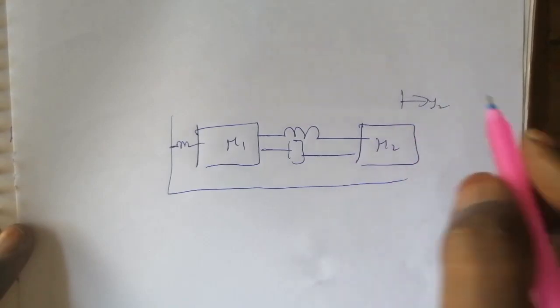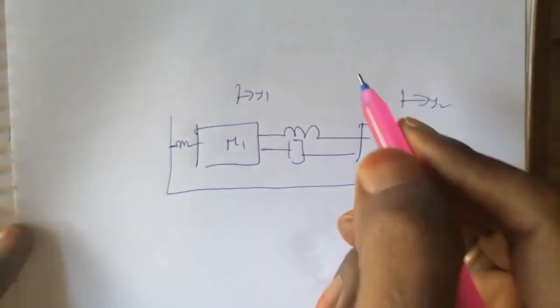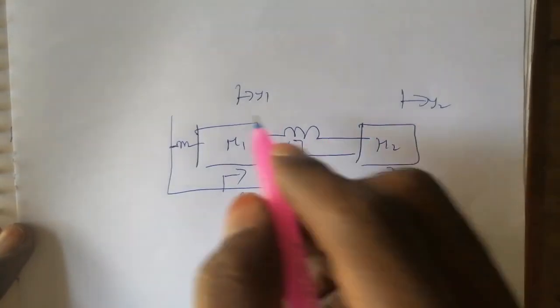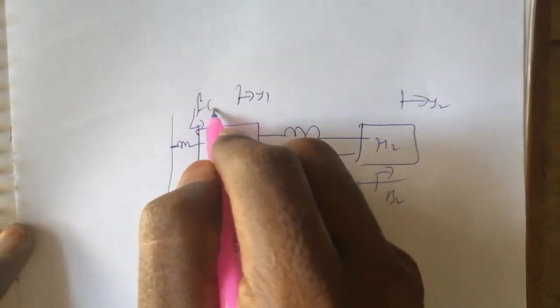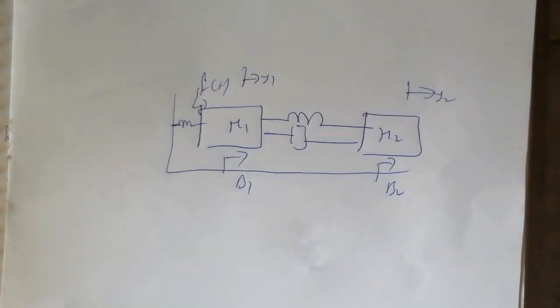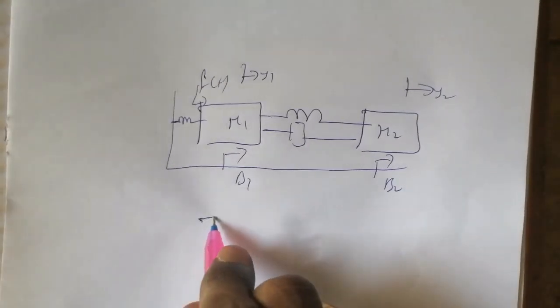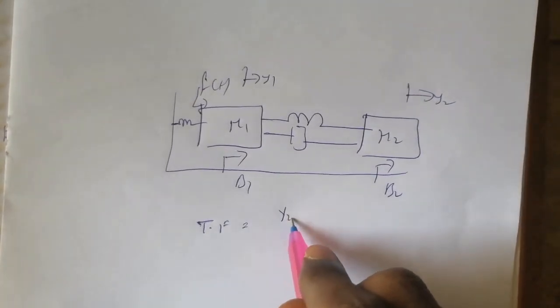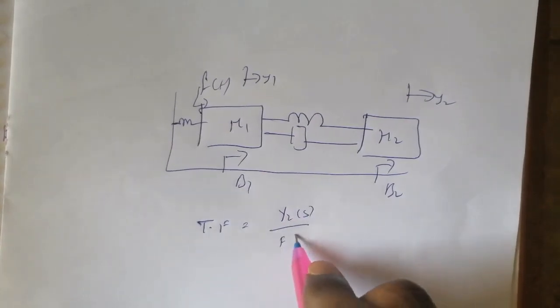So here you will get y2 and y1 as displacements, with b1, b2. You are applying the force. Suppose you want to find the overall performance of the system; this can be represented in the form of a transfer function. Transfer function means the Laplace transform of the output, that is Y2(s), divided by F(s).